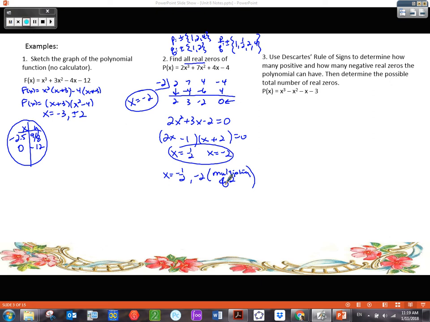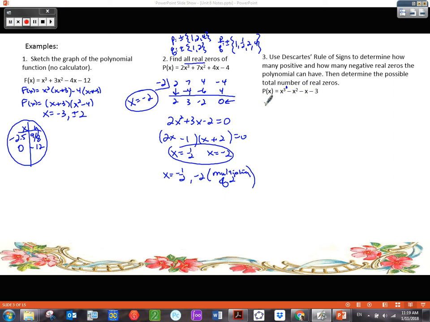So the last example has to do with Descartes' rule of signs. That's kind of a new concept. I briefly explained it on the last slide when we were looking at the theorem itself. So let's just work through this. We're looking for the number of positive real zeros, so we're looking for the number of sign changes. I go from a positive term to a negative term, that's one sign change. Negative to negative, that's none. Negative to negative, that's none.